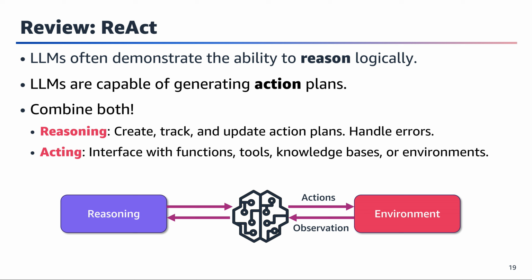As you can see in the diagram, this creates a cycle where reasoning leads to actions in the environment, which then provides observations that feed back into the reasoning process. This continuous loop allows the system to adapt and respond intelligently to changing conditions, making it more effective than either capability would be in isolation. React represents an important advancement in how we can leverage the full potential of language models in interactive systems.